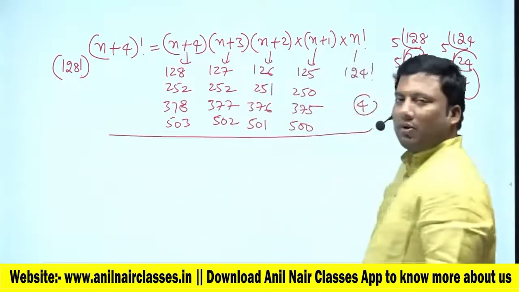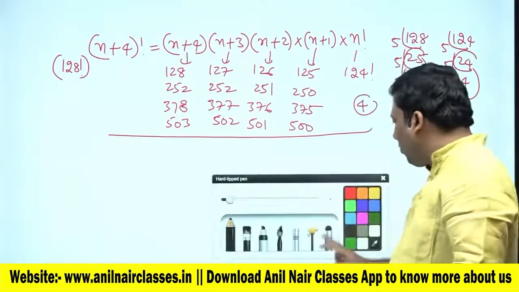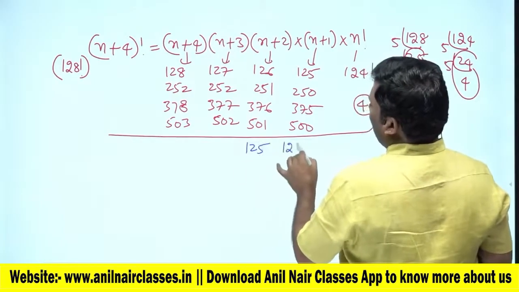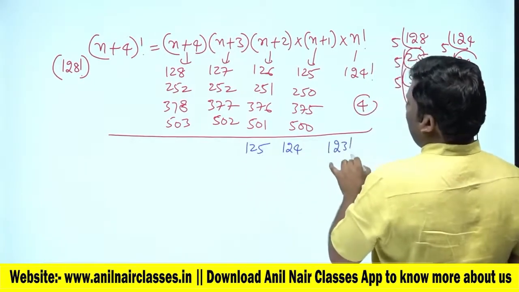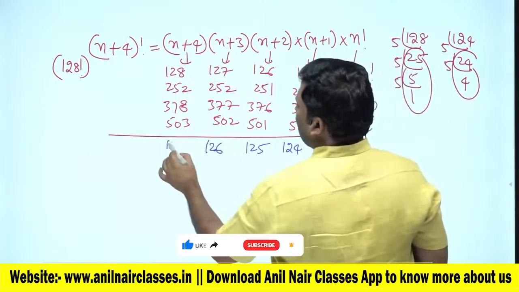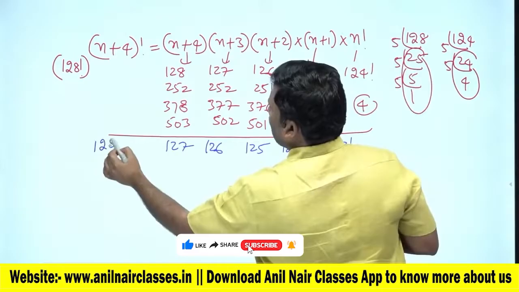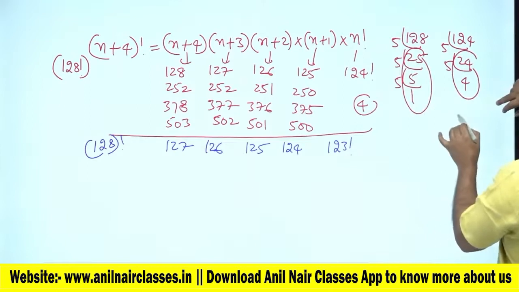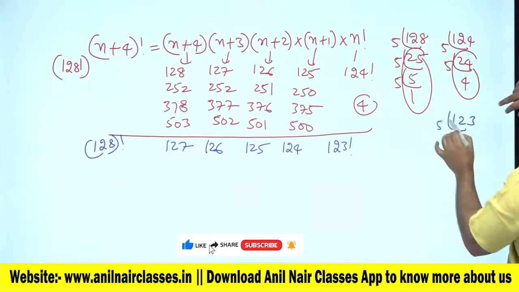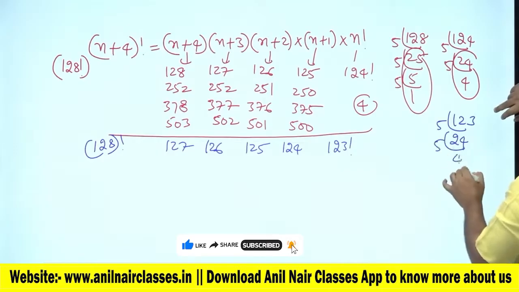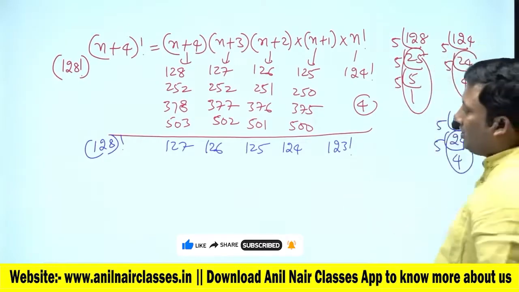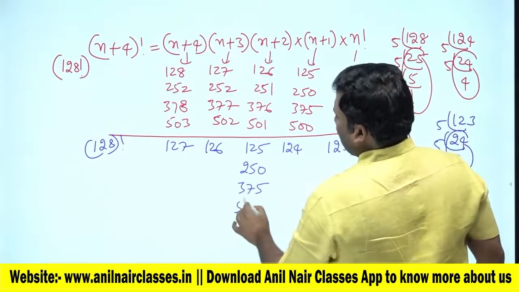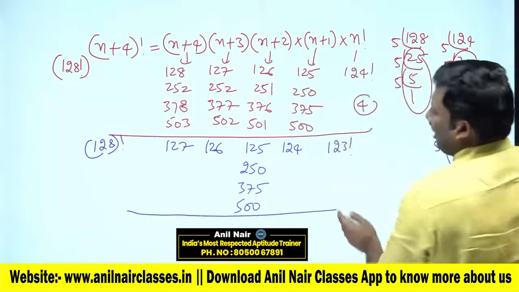This is case number 1. What is case number 2? If n plus 2 is 125, this will be 124, this will be 123 factorial. This is 126, 127 and 128 factorial. Try to check it out. 128 has 31. 123 has 5 24s, 5 4s, that is 28, so 31. I hope it is clear. This can be 250, this can be 375, this can be 500. Again, 4 cases.